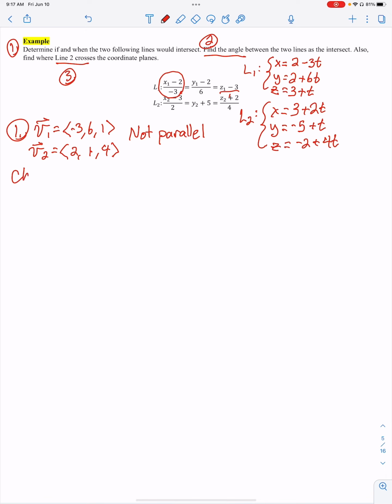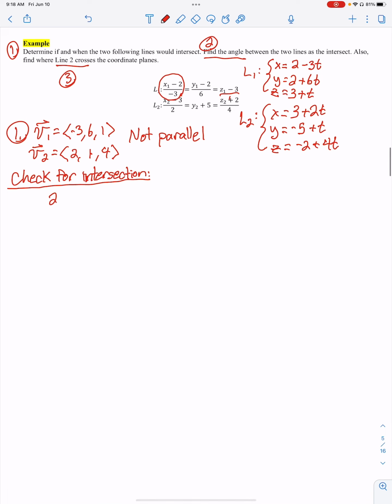So the next thing we do is check for intersection. All right, check for intersection. And how we do that, remember, we're trying to find is there an x, y, and z, or t1 and t2 that would make all that true. So I'm going to write down x is equal to x's. Also writing y is equal to y's. And then z's are equal to z's. Forgive my bad handwriting. It'll get better once I start getting used to this iPad again.